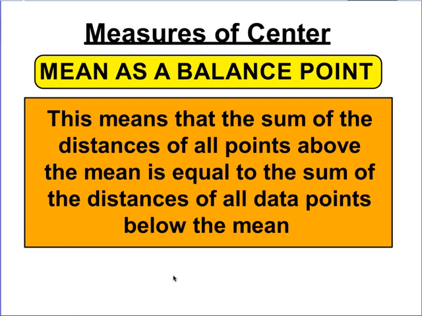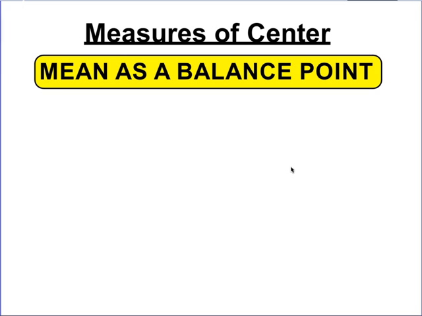The mean also shows the sum of the distances of all points above the mean is equal to the sum of the distances of the points below the mean. You're probably still thinking to yourself, I don't get it. Well, here's an easy way to show you. Mean as a balance point is a visual thing, so if I show you on a number line and just give you the procedures for doing it, it's going to make a lot more sense.